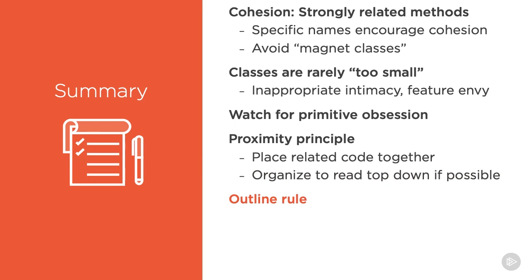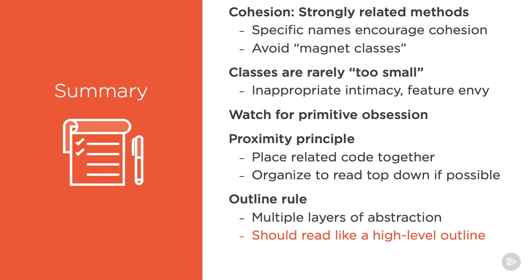Finally, remember the outline rule, which says that it's helpful to write our code at multiple layers of abstraction. When the code is collapsed, it should ideally read like an outline. Doing so allows readers to jump around the class quickly. They can speed read through the code at their desired level of abstraction. In the next module, we'll consider code comments. We'll look at bad comments to avoid and good comments worth considering.